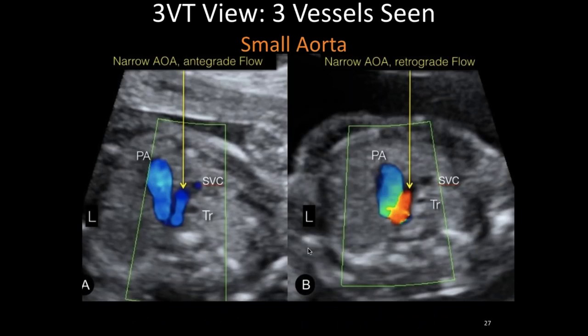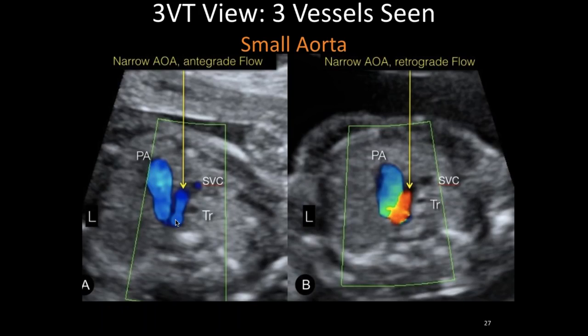So we see 3 vessels at the 3-vessel trachea view, but one of the vessels is small. Here we are seeing the pulmonary artery, the ductal arch. We see the aorta, we see the superior vena cava, here's the trachea. But look at the size of the aorta in relationship to the pulmonary artery. So what could give me a small aorta, but there's forward flow in it?